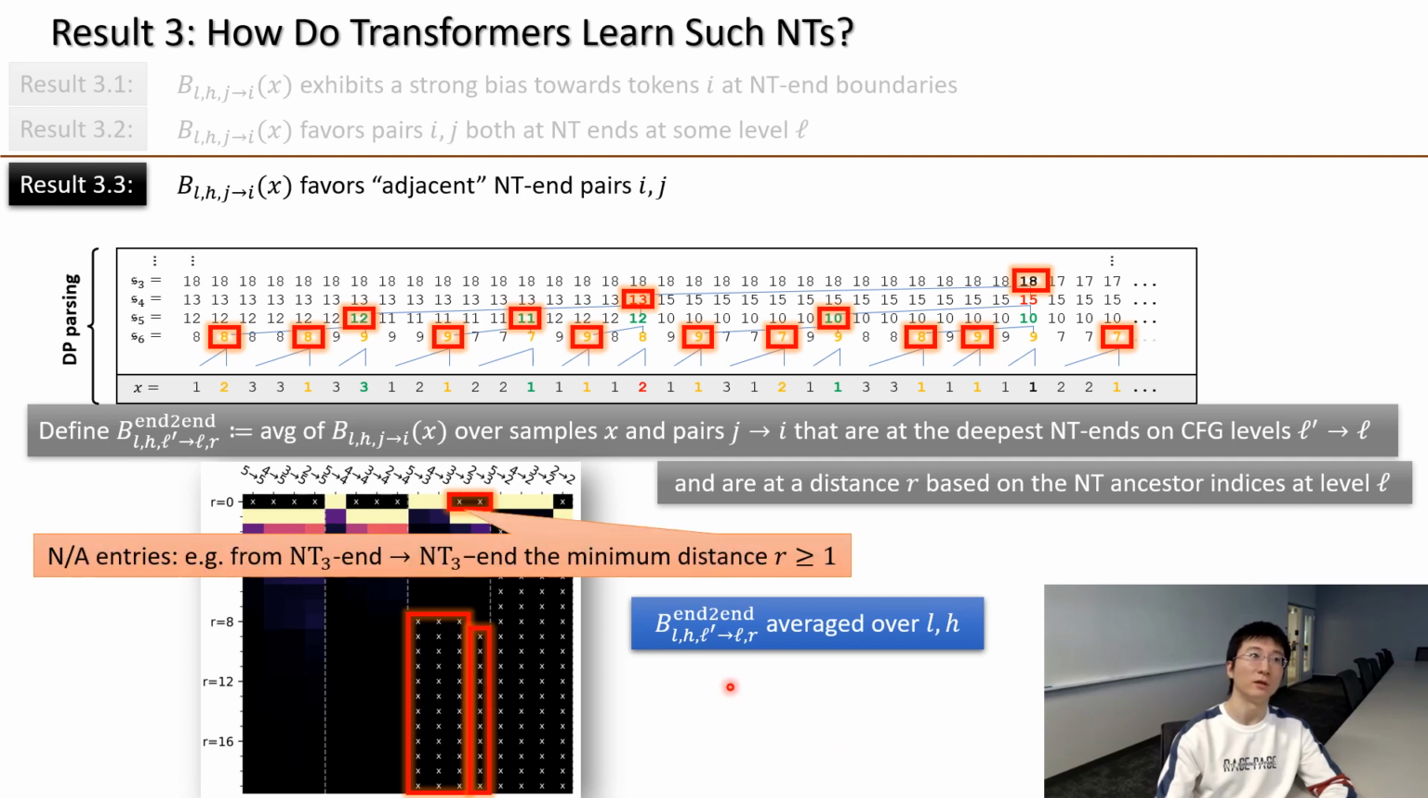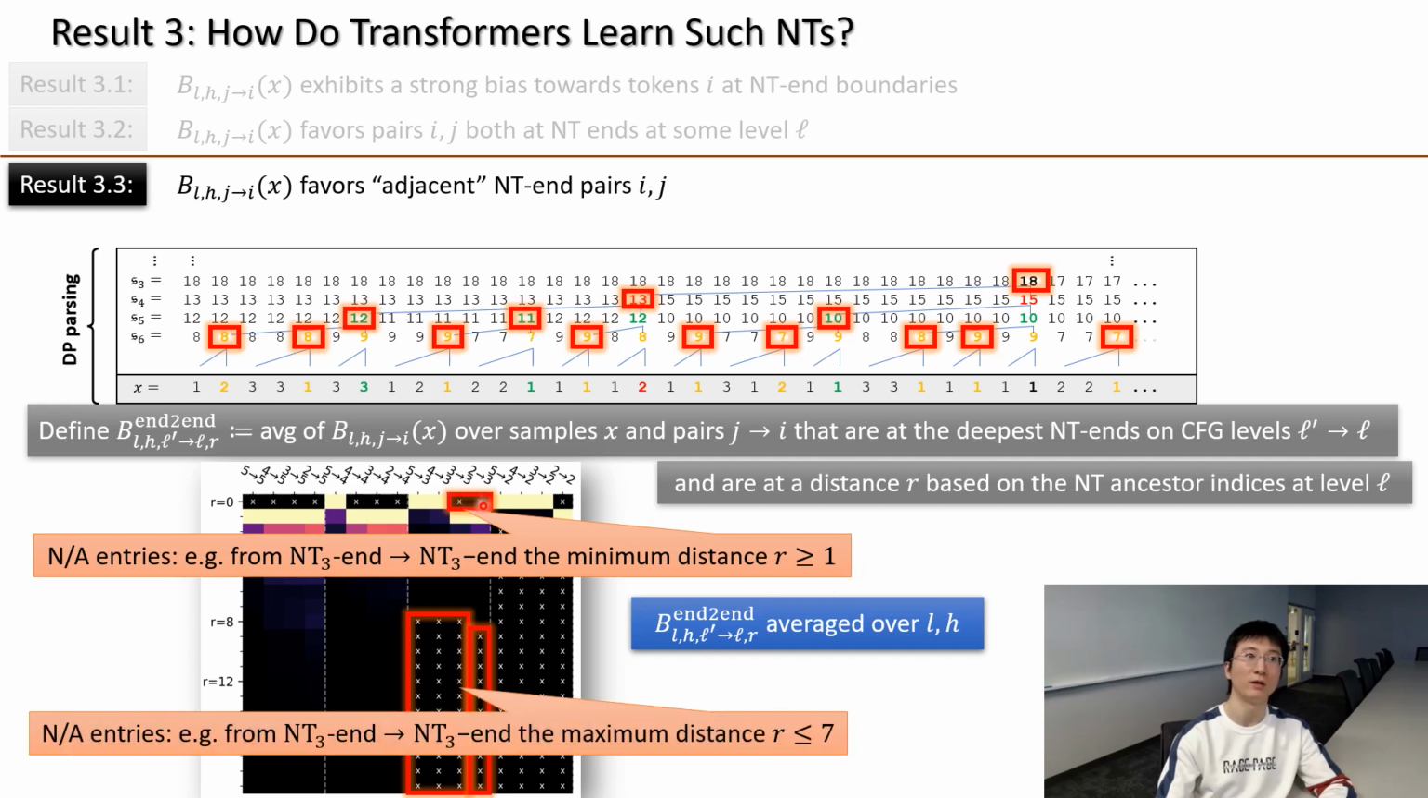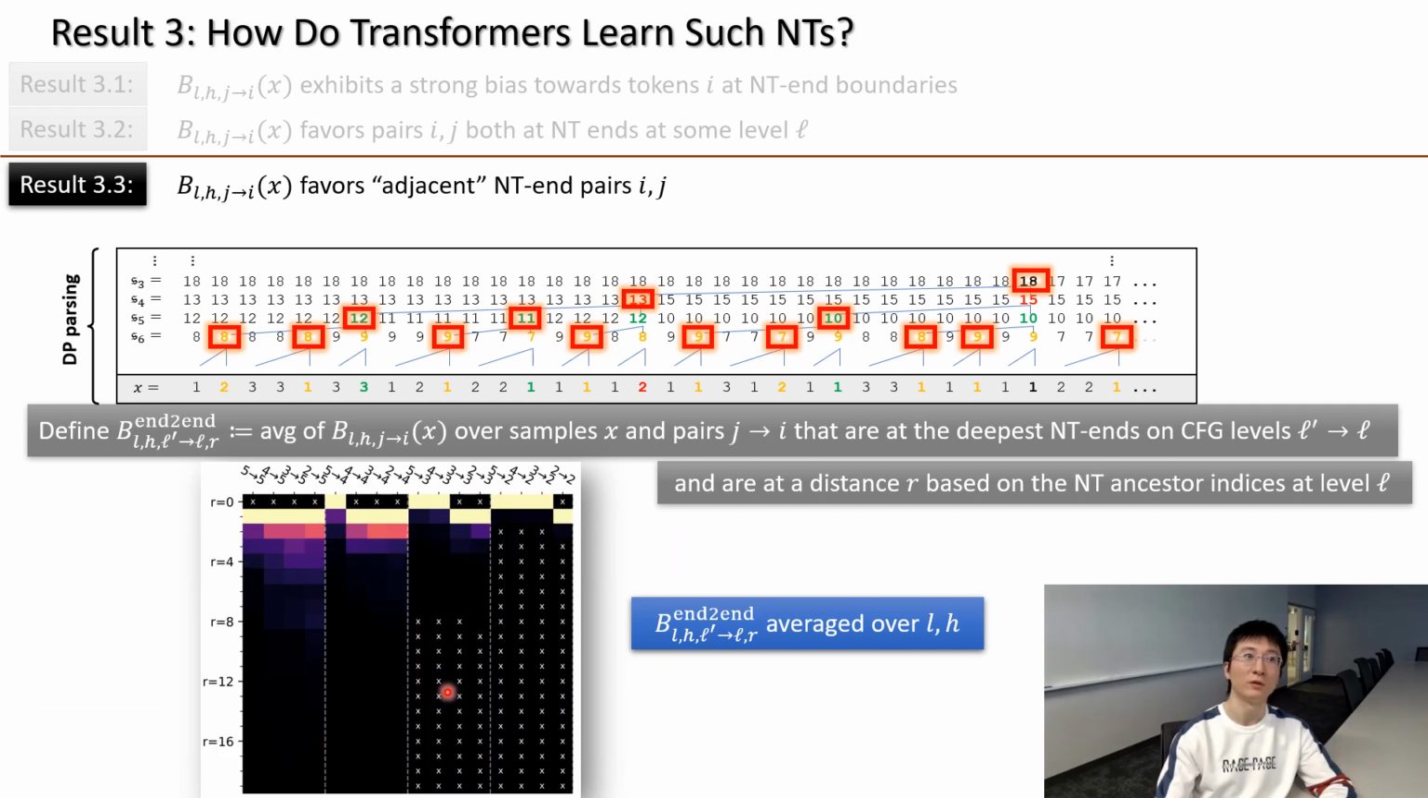Because, for instance, if you look at NT3 to NT3, then the minimal distance is 1. You don't have distance 0 because you're not crossing two layers. You're not crossing two levels, and therefore you don't have any value here. And for instance, if you look at NT3 to NT3, then the maximum distance is 7, and therefore if you go to distance 8 and so on, you don't have any values. For such reason, there are some empty cells.